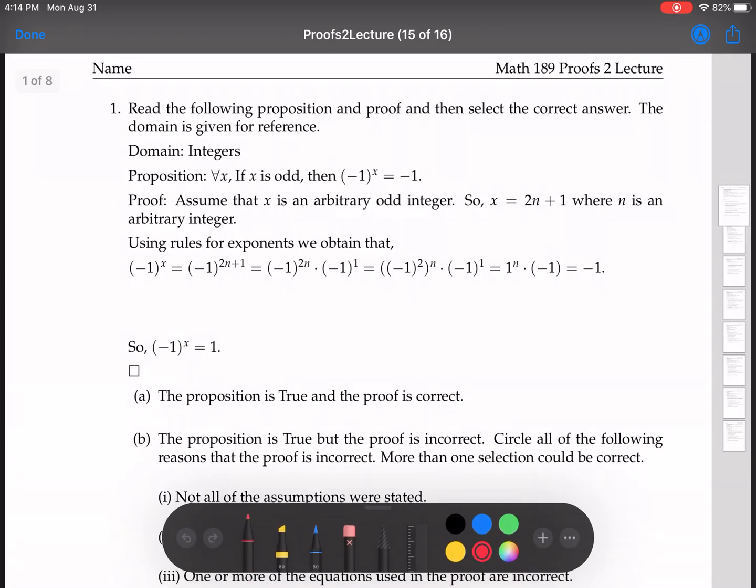So for this one, you would select A. All right, let me talk about all the different things that make it correct.